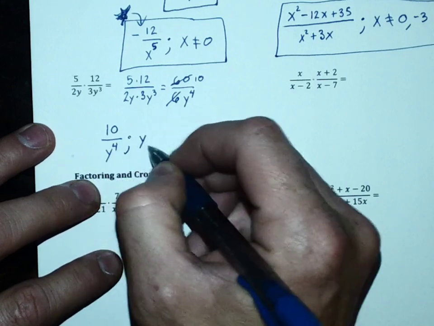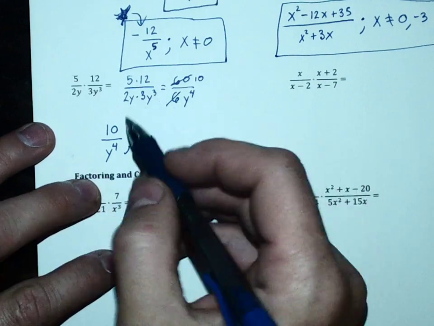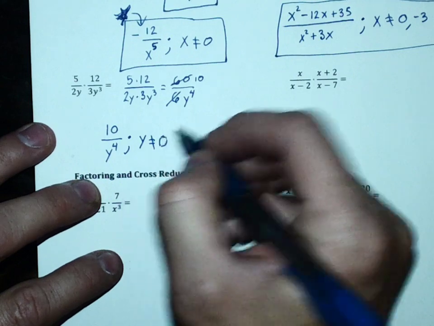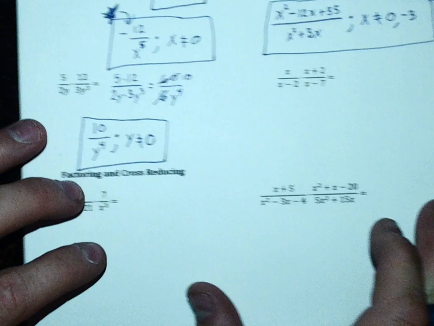Don't forget to state your restriction. What can our variable, which is now y, not equal? The only thing that would make it 0 is 0. Go to the next.